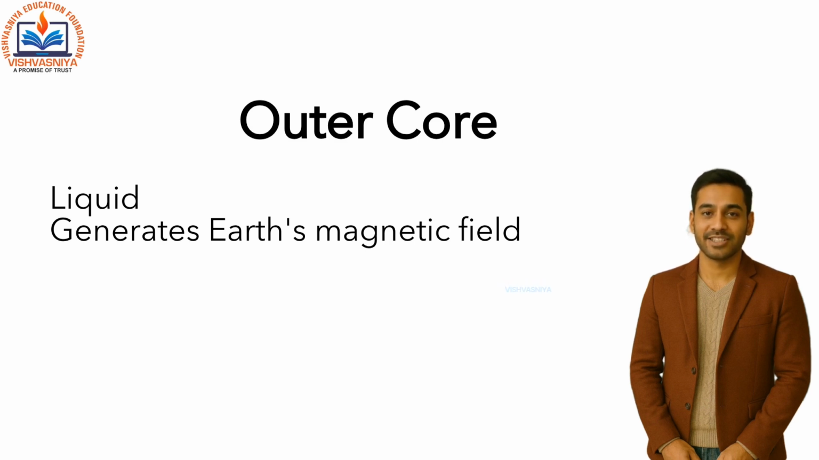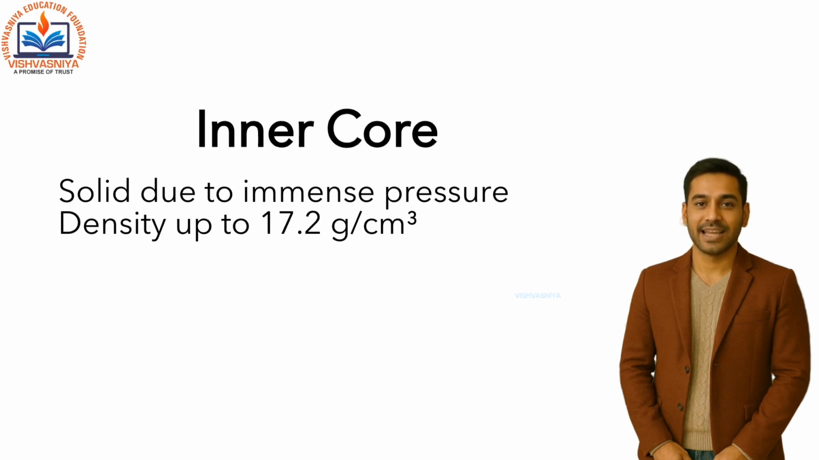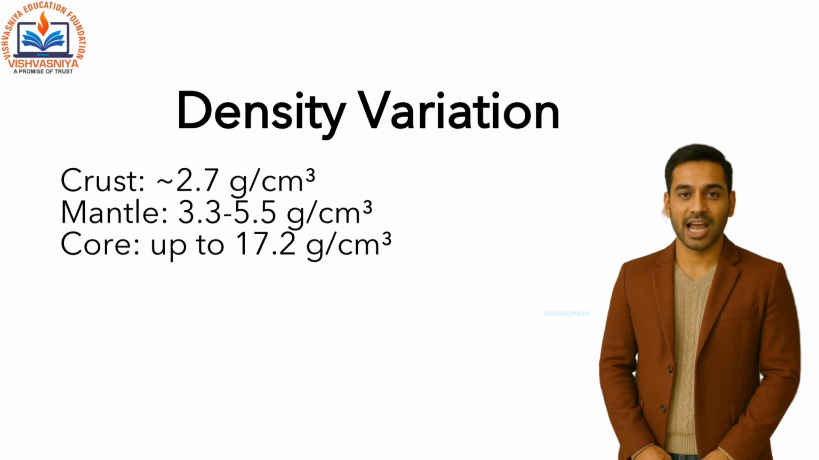The movement of this liquid iron creates Earth's magnetic field. The inner core, solid due to enormous pressure, even though it is extremely hot. Its density can reach up to 17.2 grams per cubic centimeter. So, at the very center of the Earth, there is a giant solid iron ball under extreme heat and pressure.